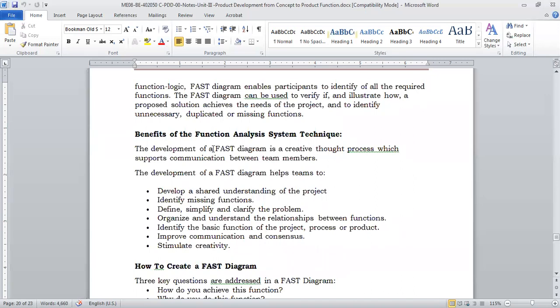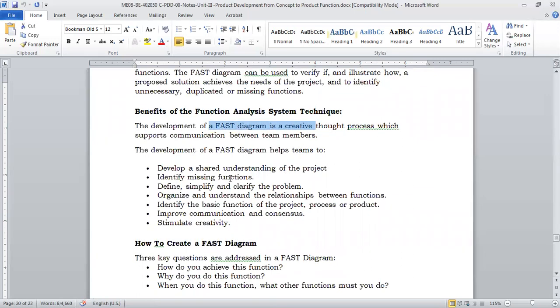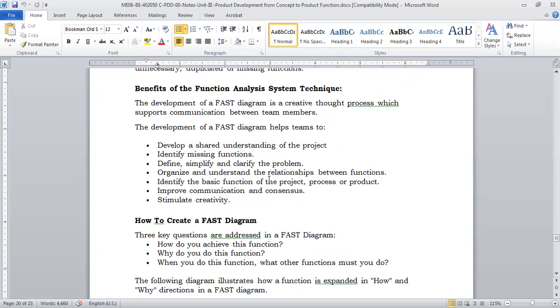Now, what are the benefits of the FAST method? It is a creative process, right? The benefits are: develop a shared understanding of the project. If some people have not understood how we are going to execute the project, they will easily understand it. So that is the development of shared understanding. Identify missing functions. If something is missing, because of this graphical representation in the FAST method, it will be easy to identify those missing functions. Define, simplify, and clarify the problem.